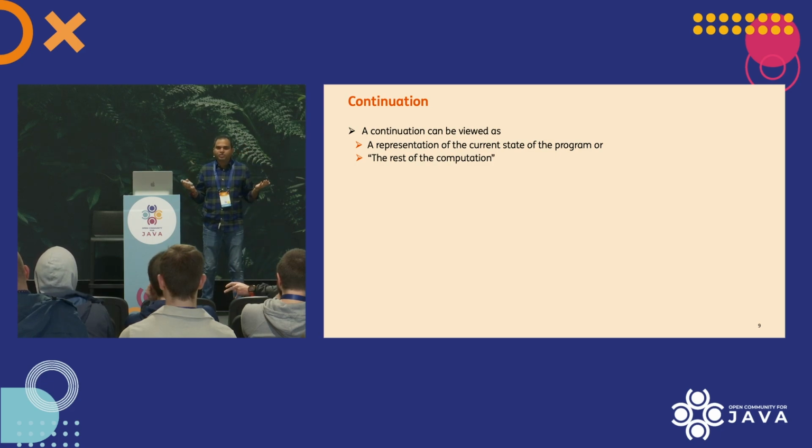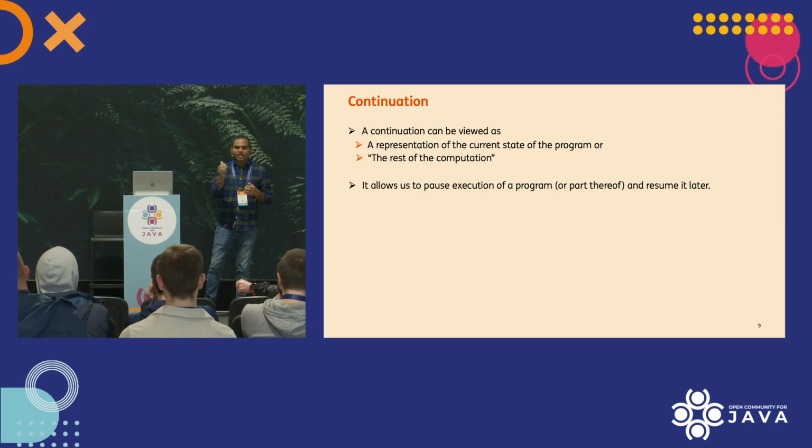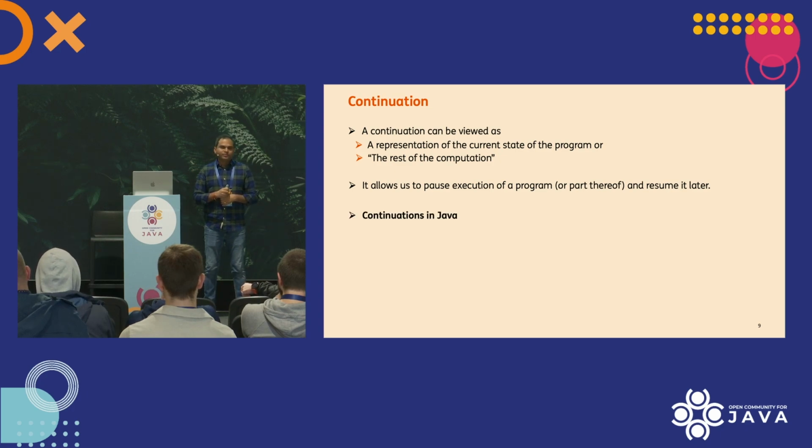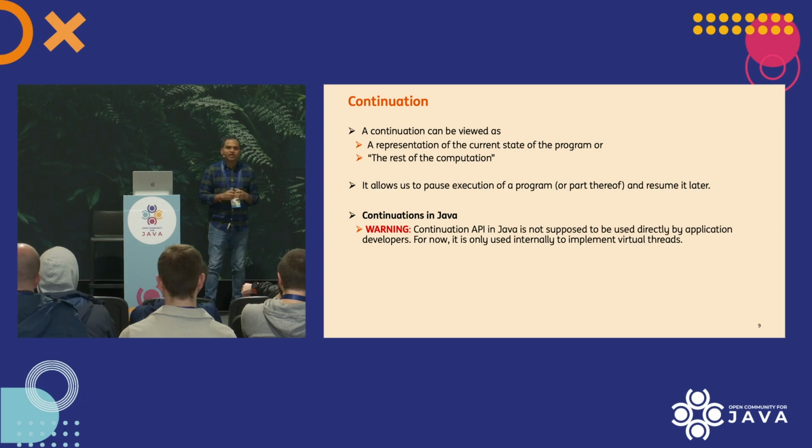Okay, what can it be used for? It is useful to pause an execution of the program and resume it later. So we can use continuation to pause the program and resume it later. We will see that in action when we explore the continuations API in Java. But before that, I want to highlight the fact that the continuation API in Java right now is only used internally, and it is only used to implement virtual threads. So it is not supposed to be used by application developers directly.